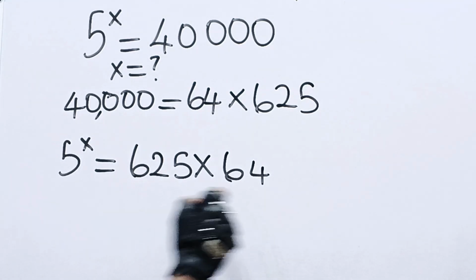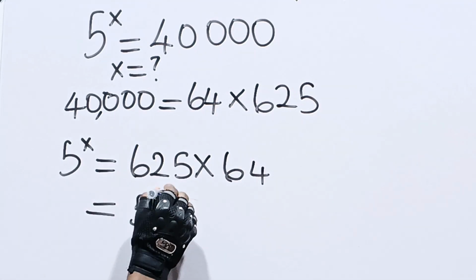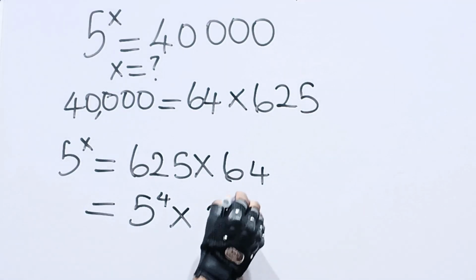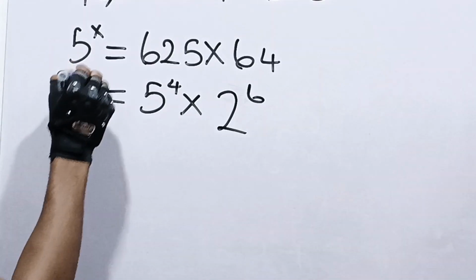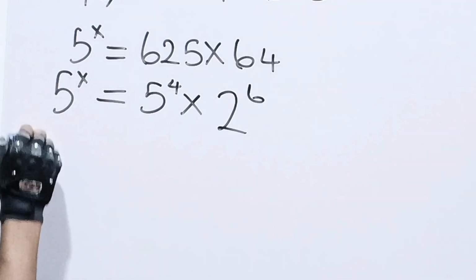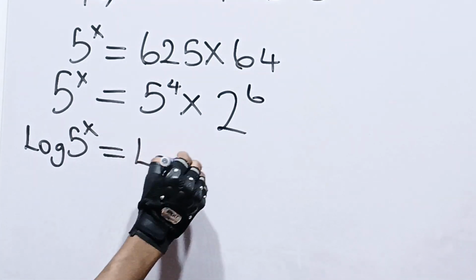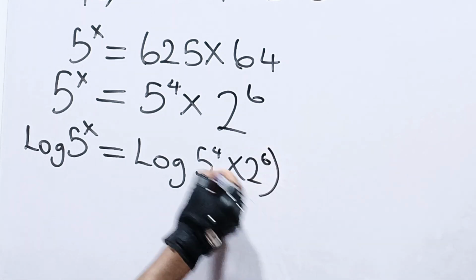Now, I can re-express these two numbers. I have 625 as 5 raised to the power 4, multiplied by 64, which can be written as 2 raised to the power 6. Now, this is equal to 5 raised to the power x. Now let's take the logarithm of both sides. So you have the logarithm of 5 raised to the power x is equal to the logarithm of 5 raised to the power 4 multiplied by 2 raised to the power 6, all in brackets like this.